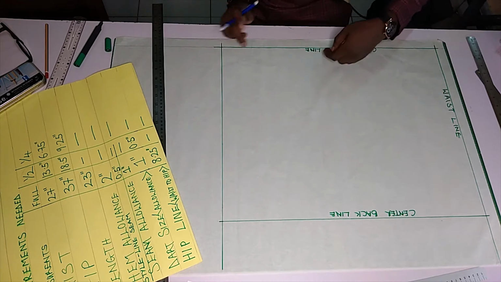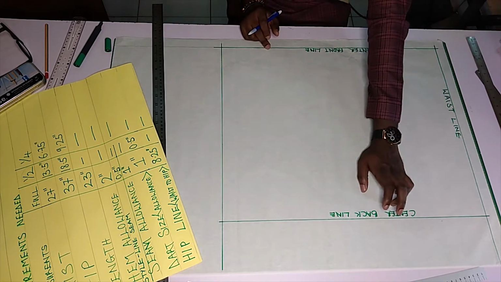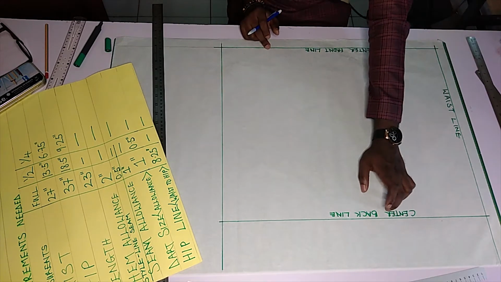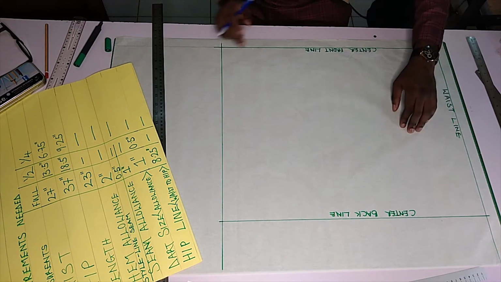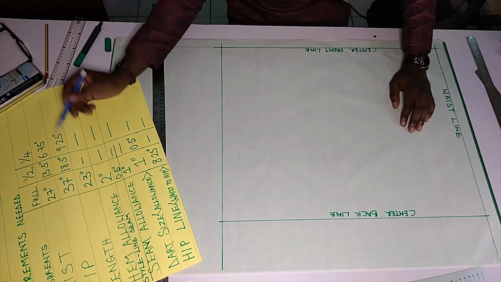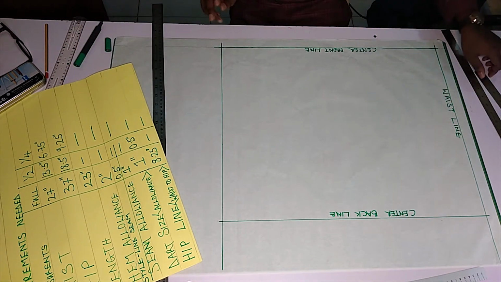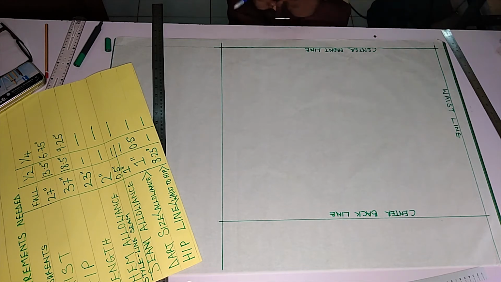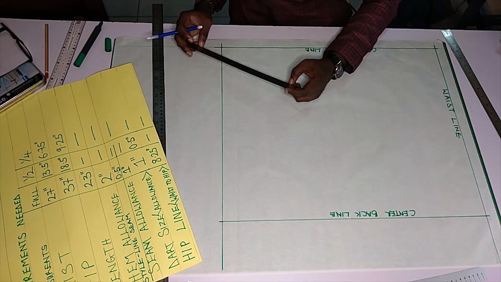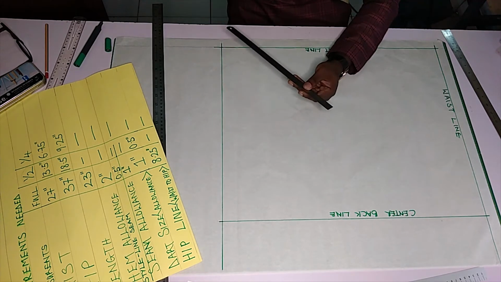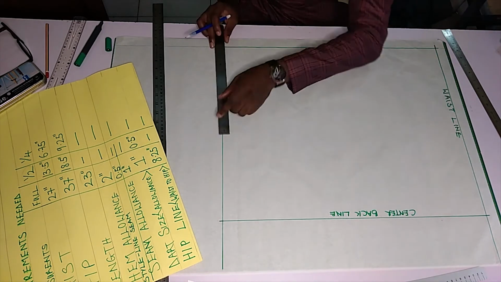Now if we measured 18.5 to get our center back line, it means that for us to divide these two pieces into equal sections, we would be using the quarter measurement, which is 9.25. For those of us who might be confused about what measurement 9.25 is, when you have 9, then you have half and you have quarter. 9.25 is the same as 9 and a quarter. So 9.25 is 9 and a quarter.